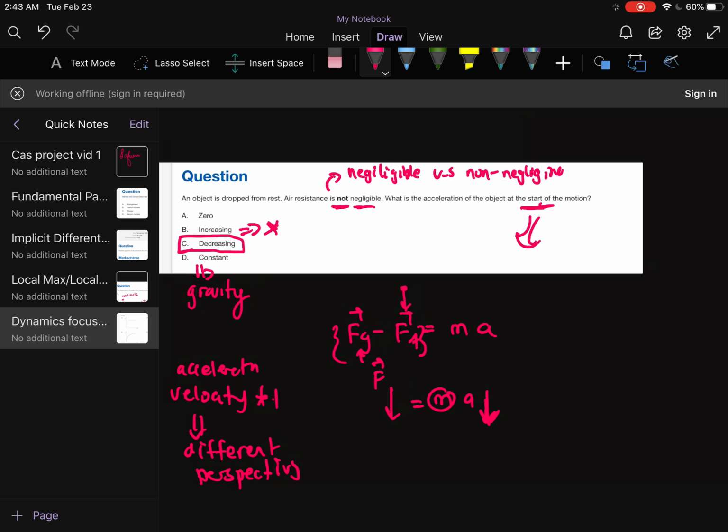I'd say the toughest one in my opinion is velocity, because students will typically think that the velocity is decreasing. It's not that the velocity is decreasing, it's that the rate of change in velocity is decreasing, and that's represented in the acceleration time graph where the acceleration is going down.